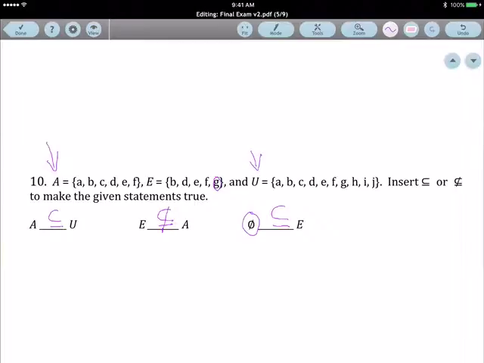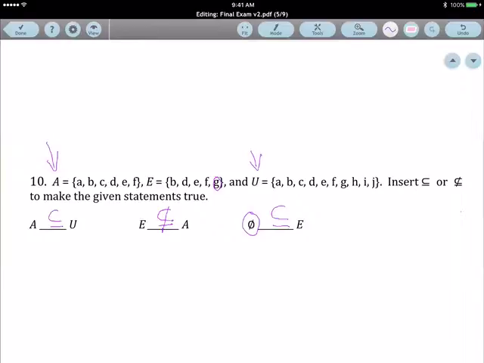Technically, the way you look at it is it's a subset if there is no element in the first set that is not a part of the second set. And there's not an element. Don't think about it too much. Just remember that the empty set is a subset of everything. Okay.